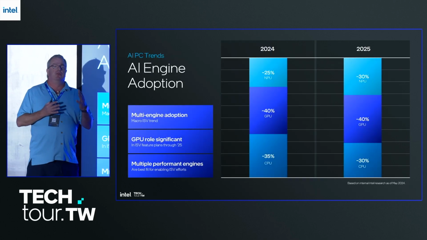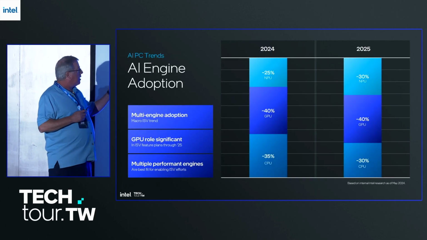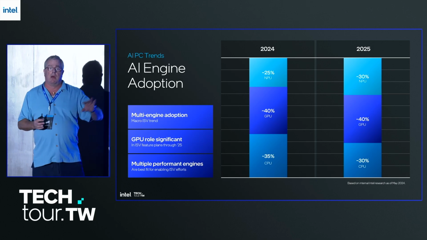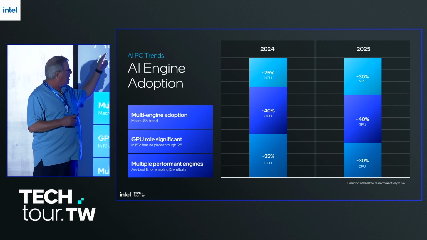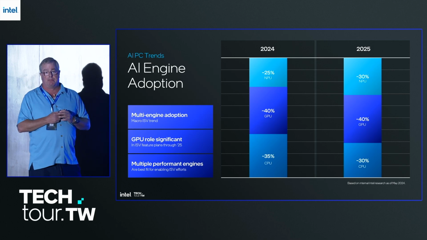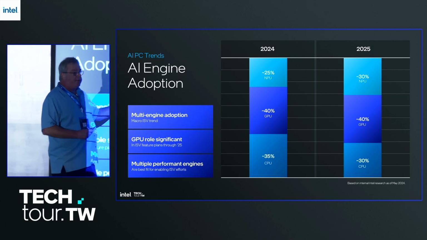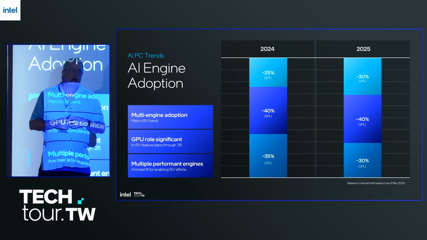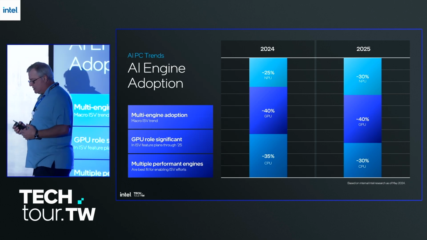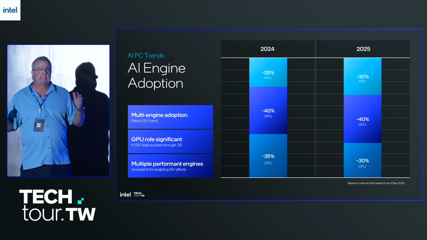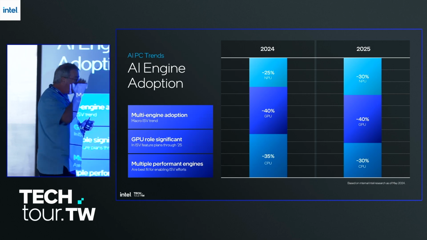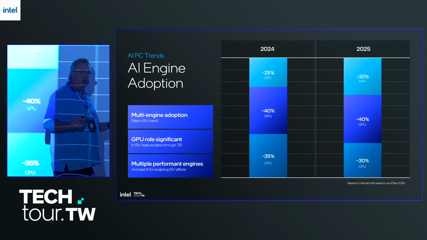So let's talk about this multi-engine strategy. In 2024, it was roughly 25%, 40%, 35% of inference by engine today in 2024. So NPU 25%, GPU 40%, and CPU 35%. As we go forward to 2025, the interesting trend is there's a slight increase of movement to the NPU, there's a slight movement to the GPU, but overall, it stays multi-engine. I mean, that's kind of weird, right? Because I've heard that the NPU is going to take over everything.